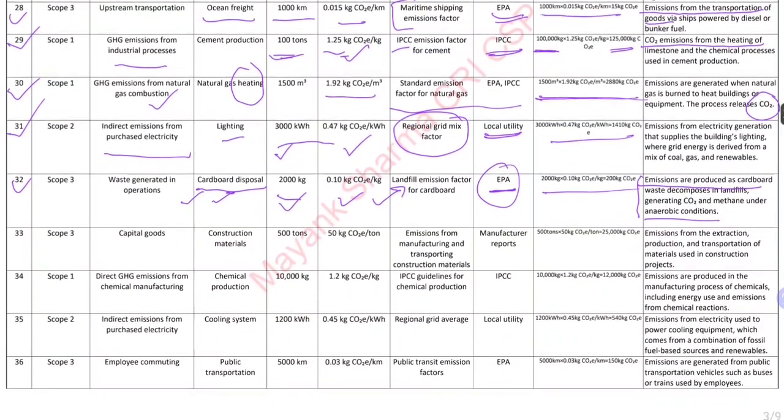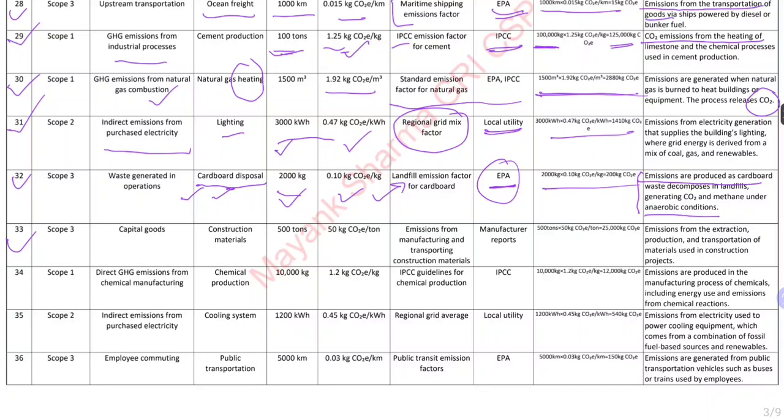Next is another example of scope 3, which is basically capital goods like construction material we are purchasing. Let's say 500 tons. This is the emission factor. These are emissions from manufacturing and transportation of the construction material. The emission factor will be sourced from manufacturer reports, covering the emissions from the extraction, production and transportation of the material used in construction projects. Again, the LCA approach will be very helpful in this case. So we will know in each phase what emission is generated.